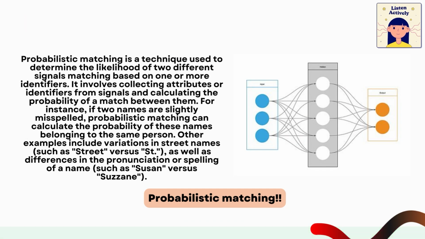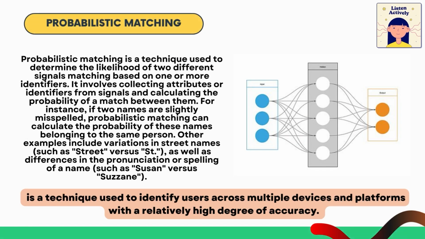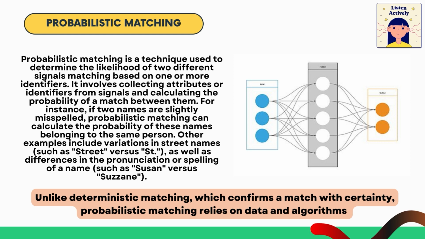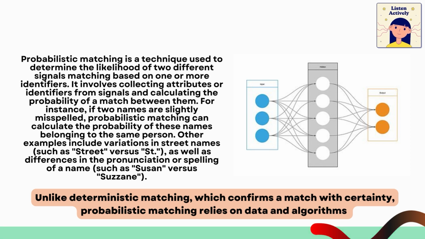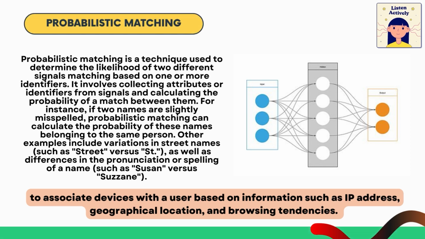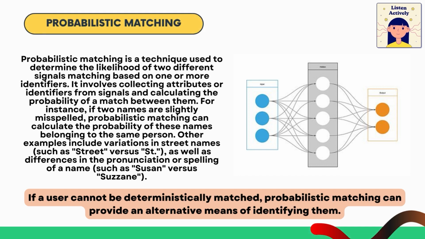Probabilistic matching is a technique used to identify users across multiple devices and platforms with a relatively high degree of accuracy. Unlike deterministic matching, which confirms a match with certainty, probabilistic matching relies on data and algorithms to associate devices with a user based on information such as IP address, geographical location, and browsing tendencies. If a user cannot be deterministically matched, probabilistic matching can provide an alternative means of identifying them.